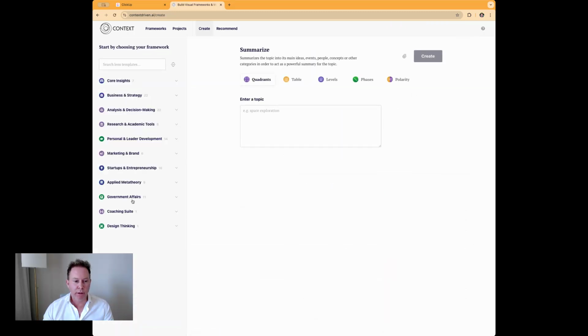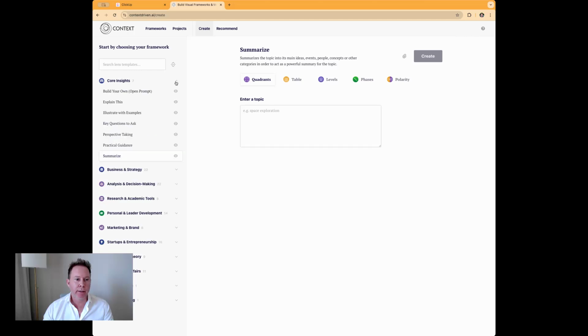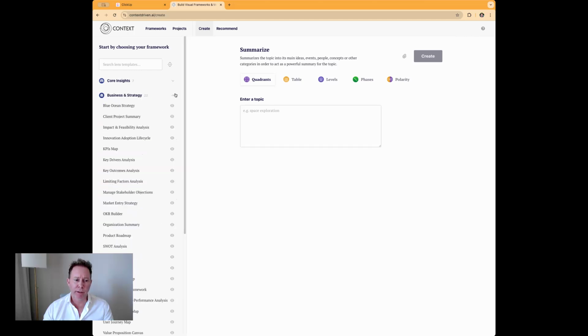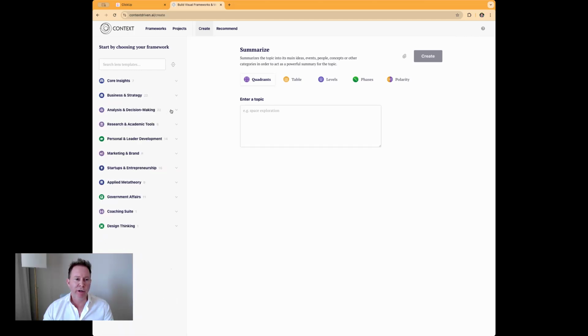As usual, all the frameworks are on the left side. There's well over 100, I think, at this point. We really have a lot of different frameworks. But remember, what we're going to do today is take a quick look at the actual differences between the lens shapes themselves.